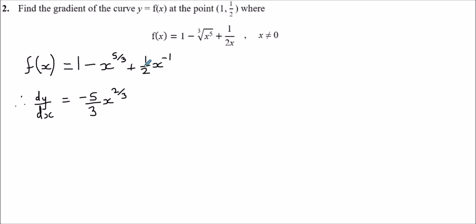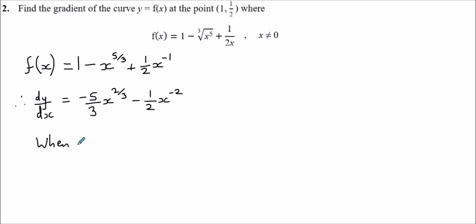And over here, the minus 1 is going to be brought to the front, so we're going to have minus a half, because a half multiplied by minus 1 is minus a half. We're going to have x to the power minus 2. So this is f dashed of x, this thing here. So what we want here is to work out the gradient when x is equal to 1.